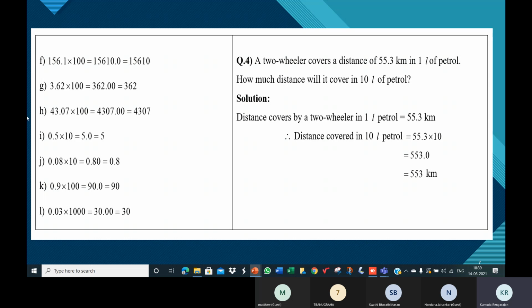Same thing here in H. Multiply as if there is no decimal point. 4307 into 100 is 430700. Now the decimal point: there are 2 digits after the decimal point, so the product also should have 2 digits after the decimal point. But since they are zeros, we just remove them and write it as 4307.